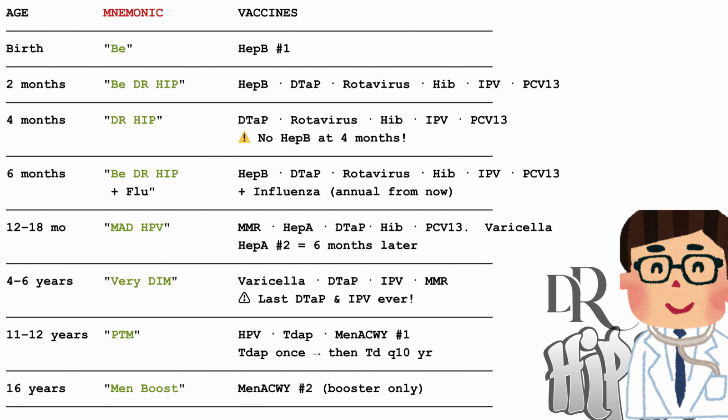At 12 to 18 months, MAD HPV. M is for MMR, A is for hepatitis A, D is for DTaP, H is for Hib, P is for PCV, V is for varicella. MAD HPV. At 4 to 6 years, very dim. V is for varicella, D is for DTaP, I is for IPV, M is for MMR. And remember, this is the last DTaP, and the last IPV. At 11 to 12 years, PTM. P is for HPV, T is for Tdap, M is for MenACWY. Pass the message. At 16 years, Men boost, only MenACWY booster.